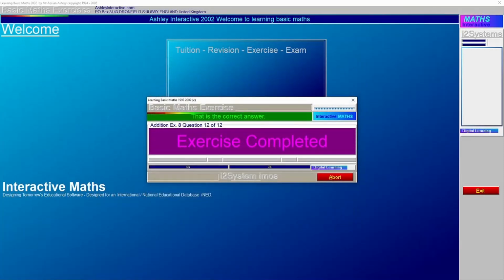This particular exercise is now completed.